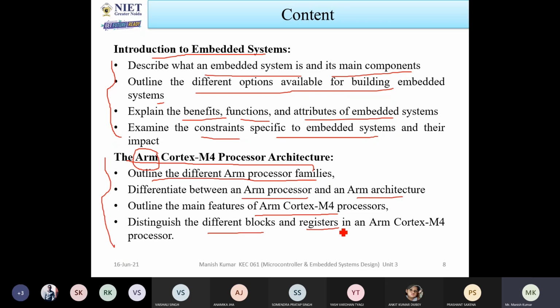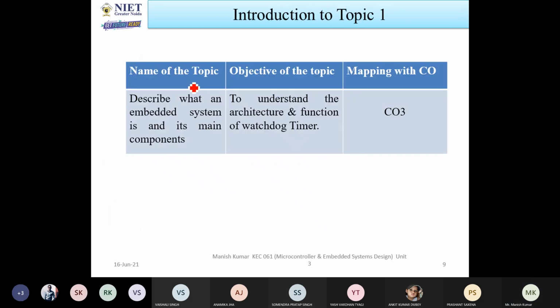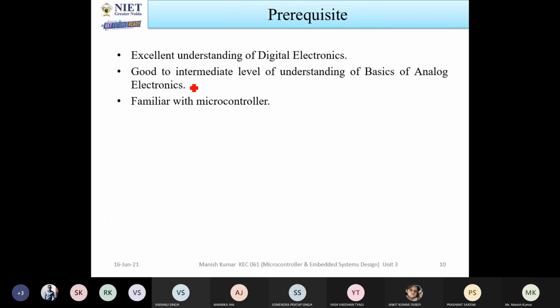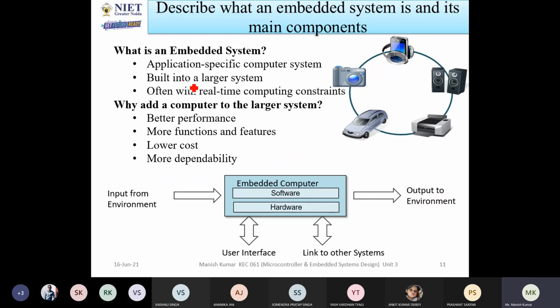Now, in the first section, today I will start with the introduction to embedded systems. That is the topic: describe what an embedded system is and its main components. You can see in these diagrams, on the right-hand side, we have several devices, and all these devices are called embedded systems.